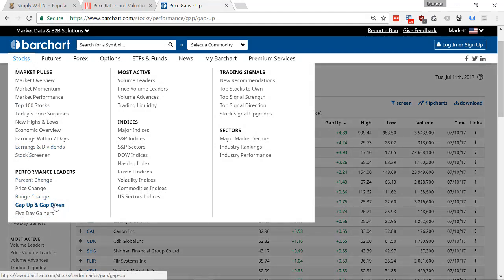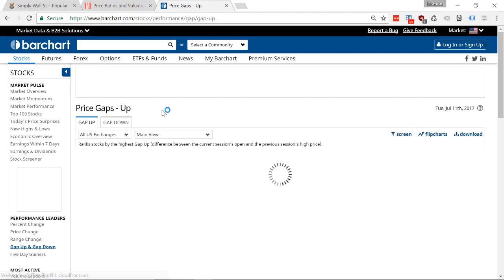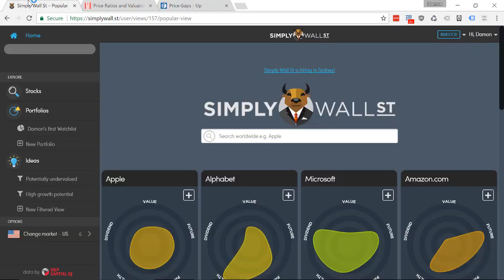Now that's the technical stuff. You go to barchart.com, you got your gaps up, you got your gaps down. But for non-gap trades, I want to look at the fundamentals. I want to see the background before I do any sort of technical analysis.